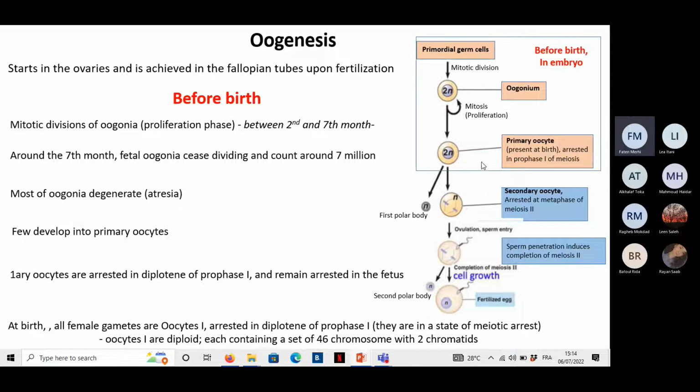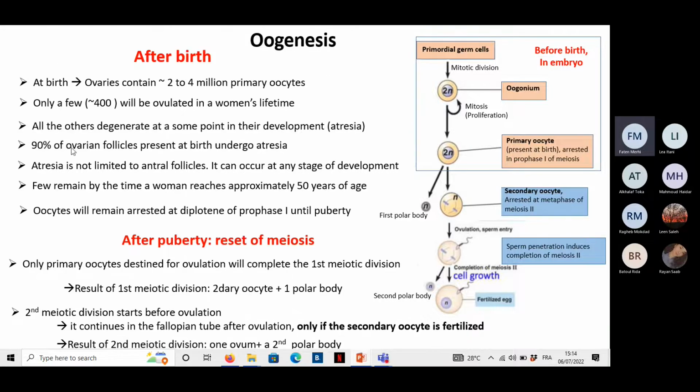Those primary oocytes are diploid cells, each containing a set of 46 chromosomes with 2 chromatids. After birth, an ovary will contain 2 to 4 million primary oocytes. But many of those oocytes will degenerate before puberty and after puberty. A lot of them will degenerate, and only a few of those 2 to 4 million will be ovulated in a woman's lifetime. So only almost 400 primary oocytes will be ovulated, and the others will degenerate.